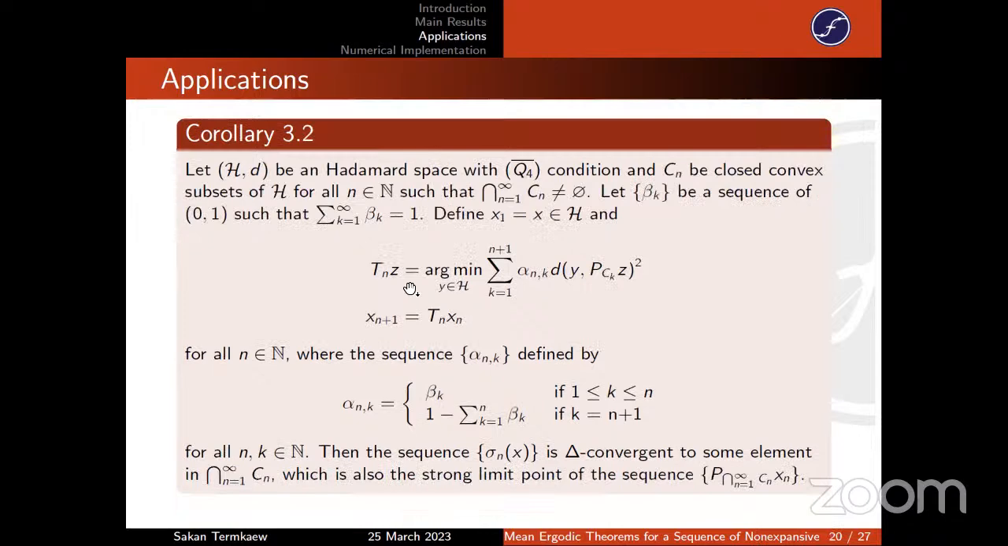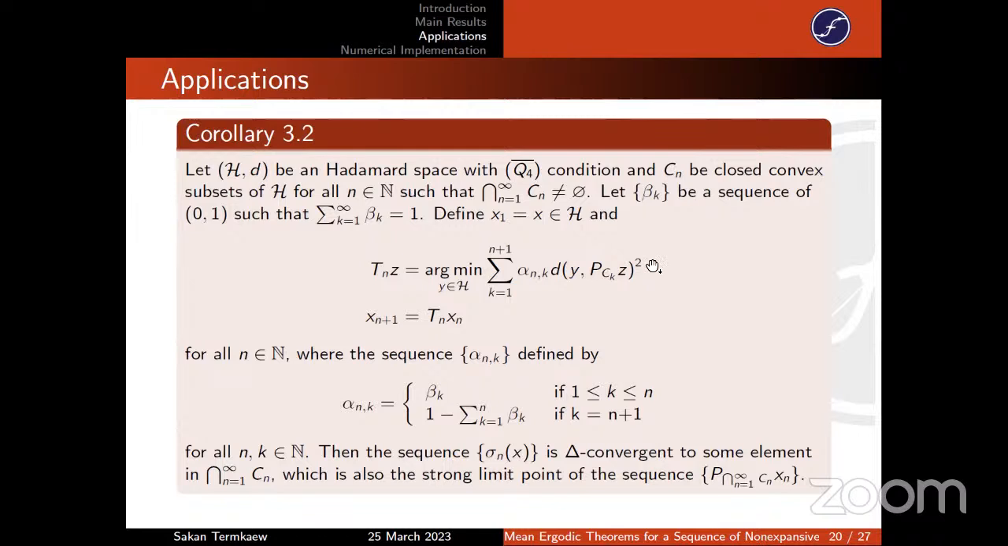And the next quality, T.2. Okay, same idea as the previous quality. When we replace the mapping S_k by the metric projections P_C_k, we will get the quality T.2. The sequence sigma n x is delta convergent to some element in the common intersection of C_n, which is also the strongly limit point of this sequence. So we can use this quality to solve a convex feasibility problem in Hadamard spaces.